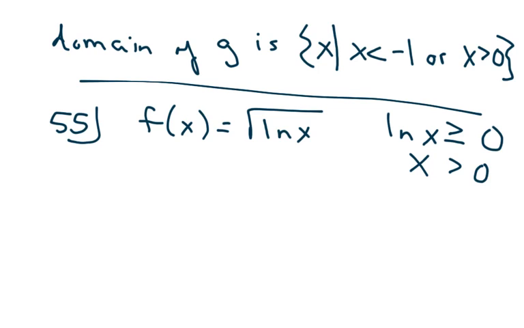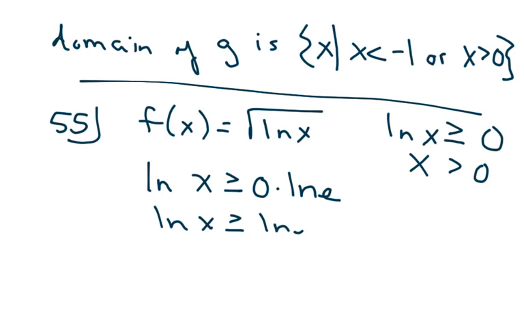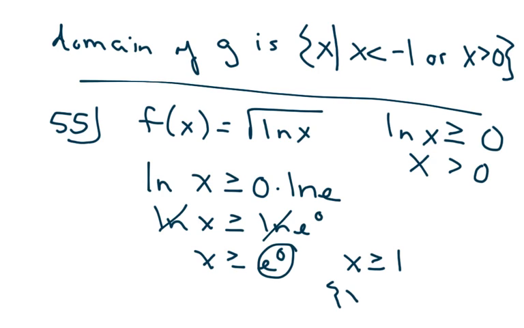Alright, so I'm going to solve this. I'm going to let ln of x be bigger than or equal to 0. I'm going to rewrite 0 as ln of e to the 0. So I get ln of x is greater than or equal to ln of e to the 0. So these cancel, so you get x is bigger than or equal to e to the 0. And we know anything to the 0 power is 1. So the domain of f of x is x, but x has to be bigger than or equal to 1. Okay? And that's all of this one.